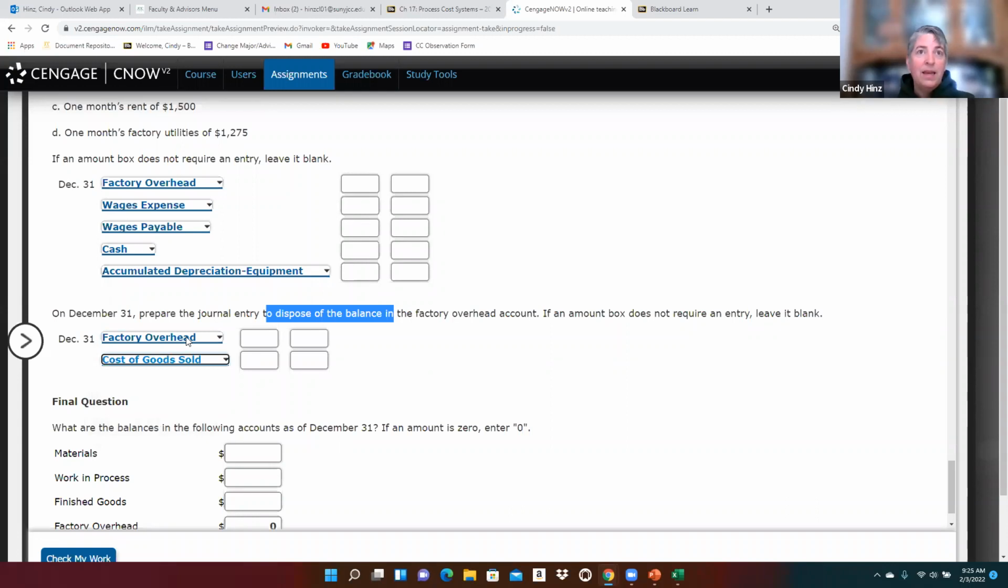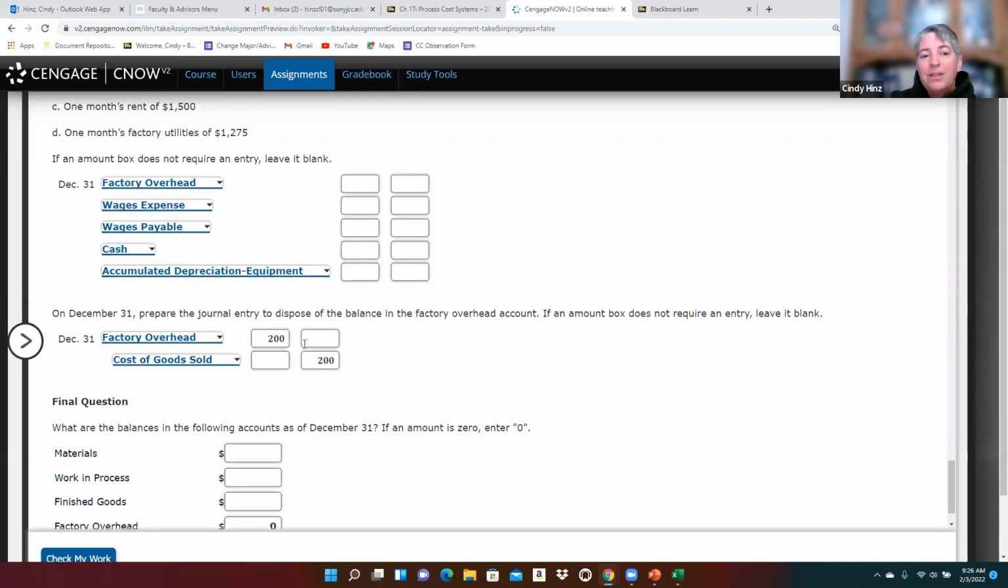So let's say it has a $200 credit balance. I'm just throwing a number out there. We would need to debit factory overhead 200. And as long as it's not material, we make the other side of that entry, in my example the credit side, cost of goods sold.